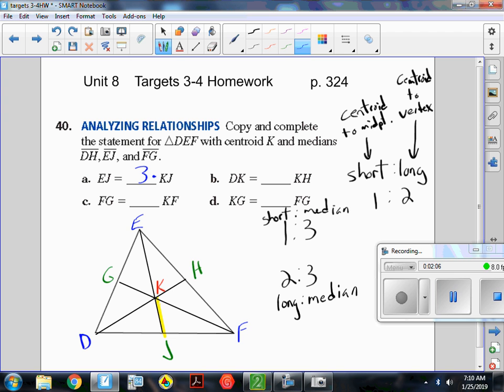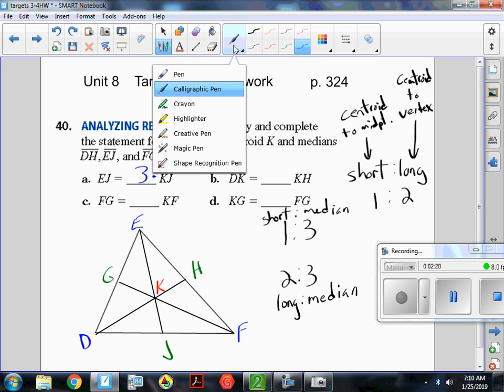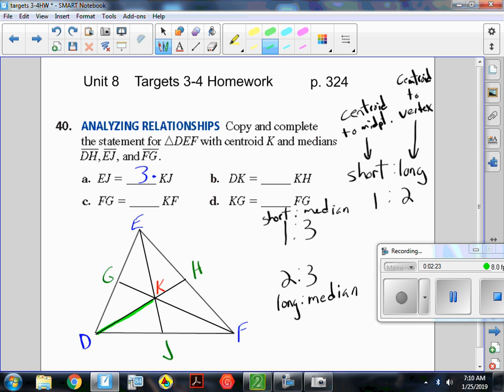For B, it says DK. DK is the segment from the centroid to the vertex compared to KH. So DK compared to KH. DK is going to be twice as much as KH because KH is going to be half as much as DK. So DK is going to equal 2 times KH because DK is twice as large.